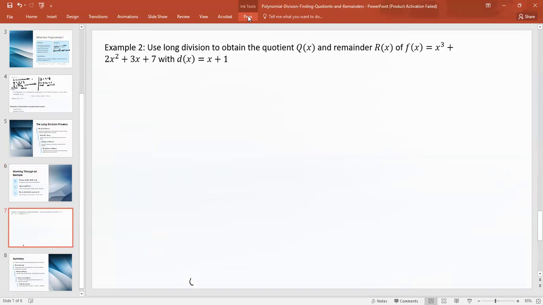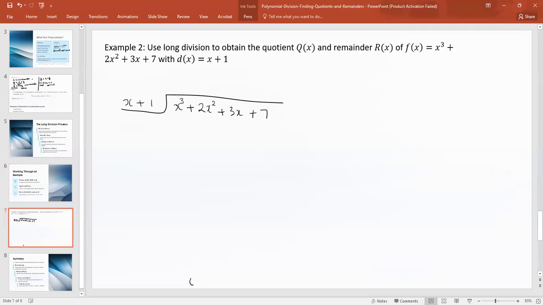So remember, you first begin by writing your long division symbol. Inside the bracket, you put your dividend, the original polynomial x cubed plus 2x squared in descending order, remember, from the highest power to the lowest power, plus 3x plus 7. And outside here, you have to put your divisor x plus 1. You now need to divide the first term, which is x cubed.